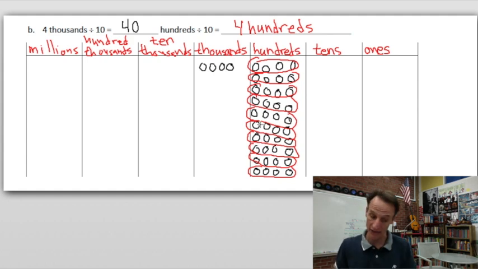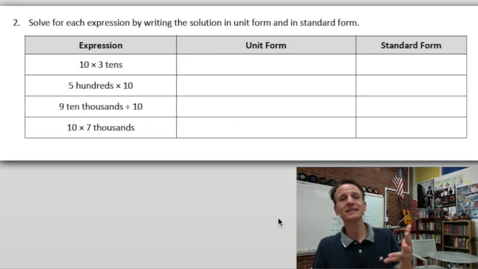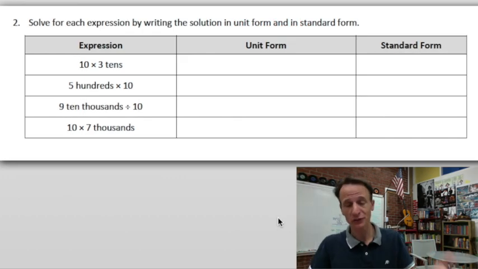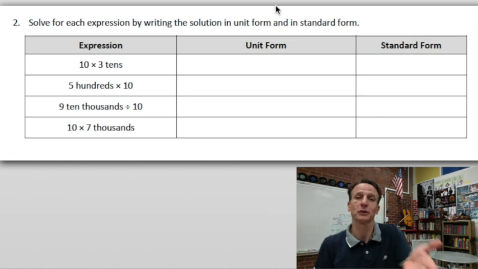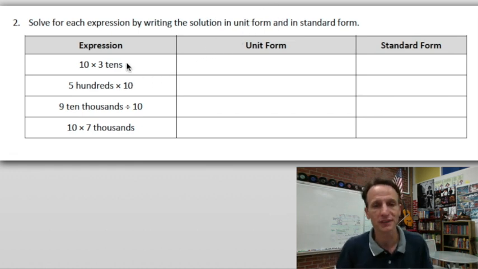So with that under our belts, let's move on to number 2. Wasn't I just saying the idea is to get rid of the place value chart where you don't need it? That's exactly what we're doing in number 2, where we're going to take something like this.